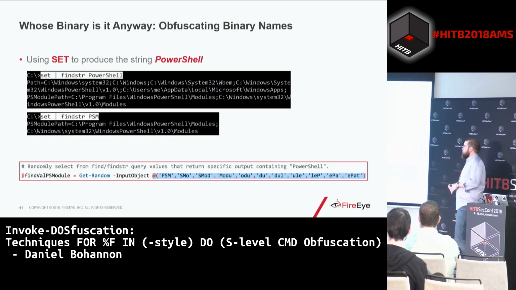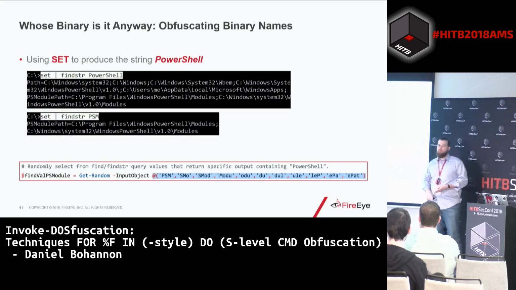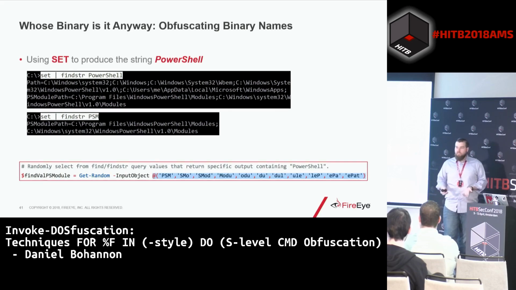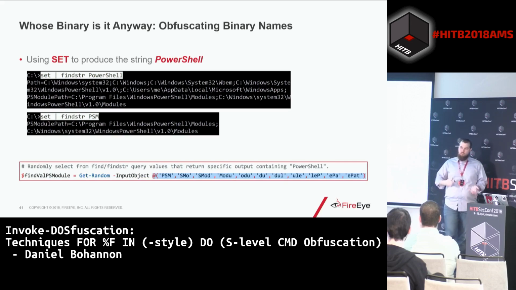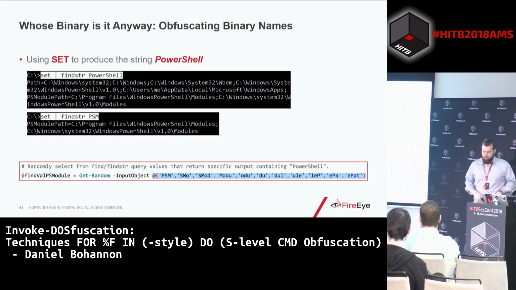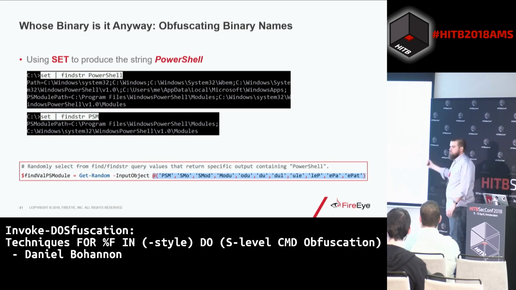If I run set and just do findstr PowerShell, I'll see I get two results back. One is the path variable, the other is PSModulePath. Well, the path variable is probably going to be different on a lot of different systems, so an attacker may instead choose something like PSModulePath. So in this case, we can just do findstr PSM, and the only thing that comes back is our PSModulePath. Awesome. And in the source code of Invoke-DOSfuscation, anywhere where I could, there are these massive arrays of all these different substrings that will randomly get selected every time so that defenders aren't writing bad signatures just off of findstr PSM or something like that.